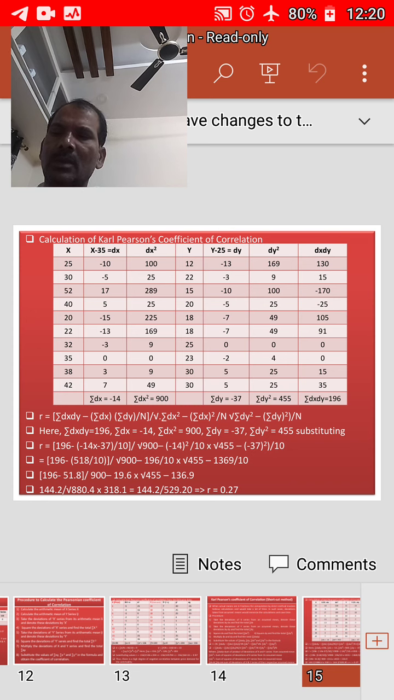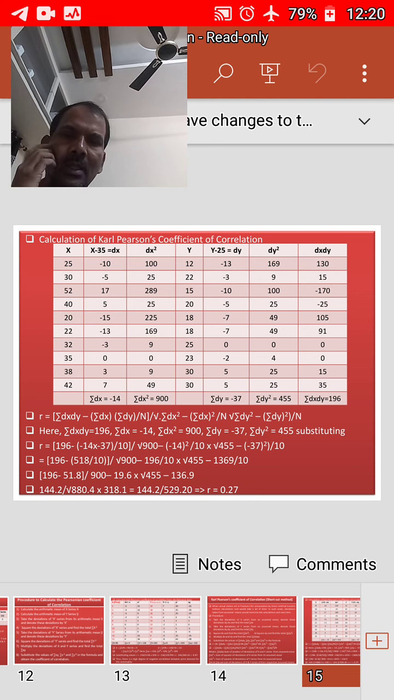If you summate all these, sigma dx is equal to minus 14, sigma dx square is equal to 900, sigma dy is equal to minus 37, whereas sigma dy square is equal to 455, and sigma dx into dy is equal to 196.